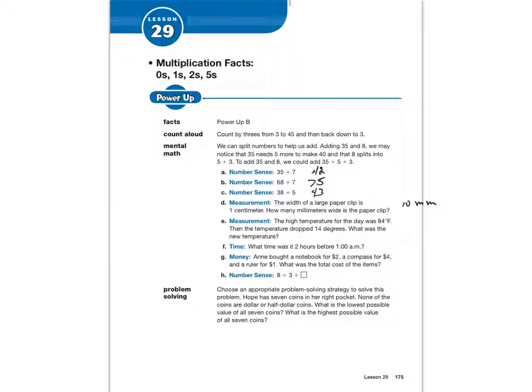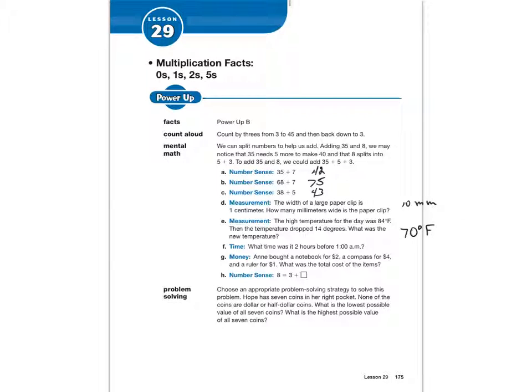And then a measurement. The high temperature for the day was 84 degrees. Then the temperature dropped 14 degrees. What is the new temperature? It's like 70, and make sure we write everything in there. 70 degrees Fahrenheit. That's what that little circle means.